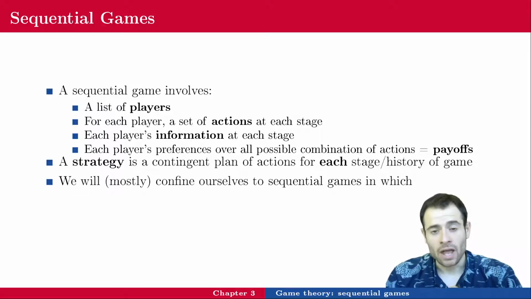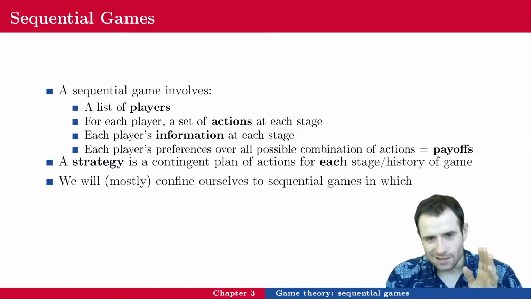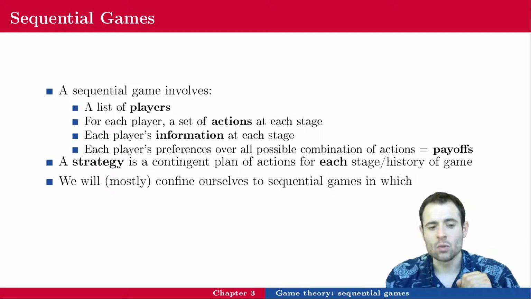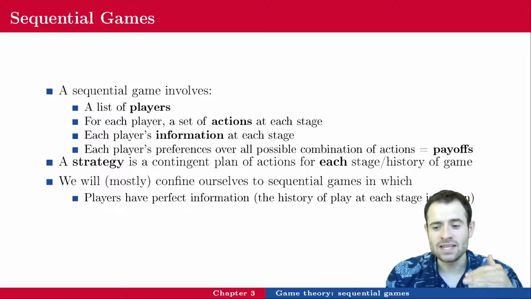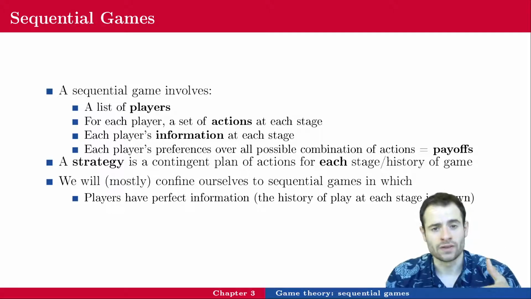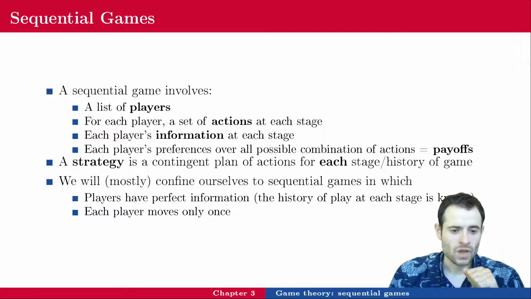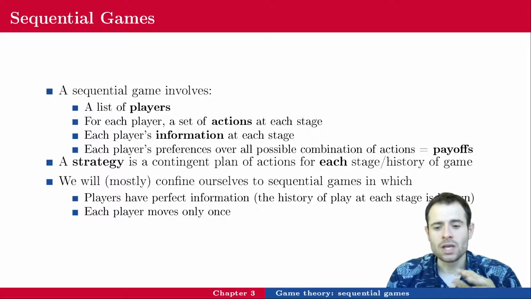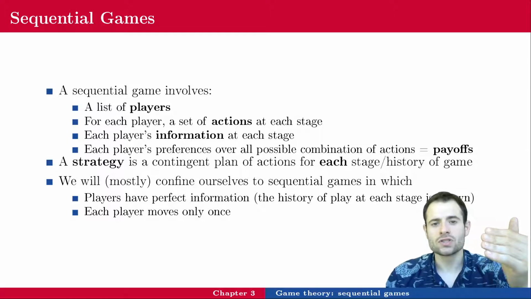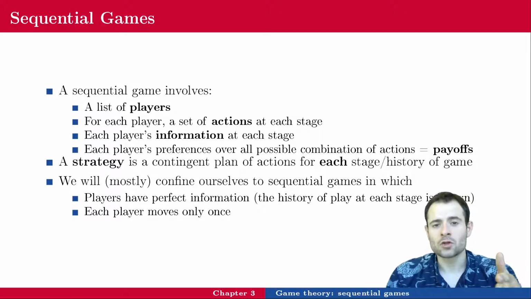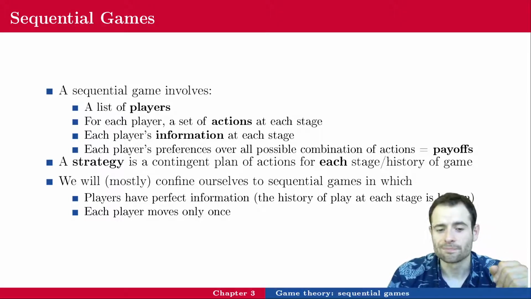In this lecture and in this course, we will mostly confine ourselves to sequential games in which players have perfect information. So the history of play at each stage is known. Whenever it is one player's turn to play, he knows everything that was played before. He can observe it. Each player moves only once. That's going to be most of the time, but in tutorials we will go through a case where one player moves twice. So a player moves first, the second player moves after that, and then the first player can move a third time. Why not?